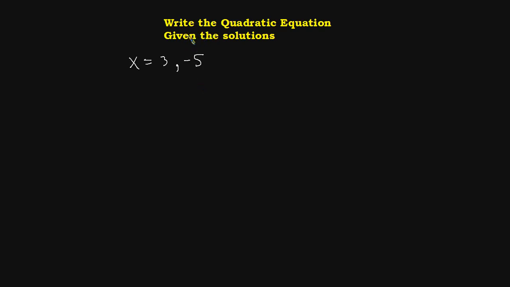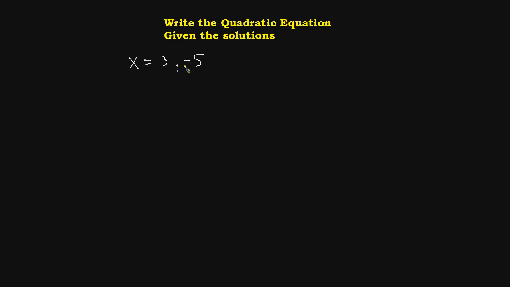I would like you to be able to write a quadratic equation if all I give you are the solutions. So let's say that the solutions to the quadratic equation are 3 and -5. In other words, x equals 3 and -5. What would one possible quadratic equation look like that has these solutions? Well, this is how we do it.